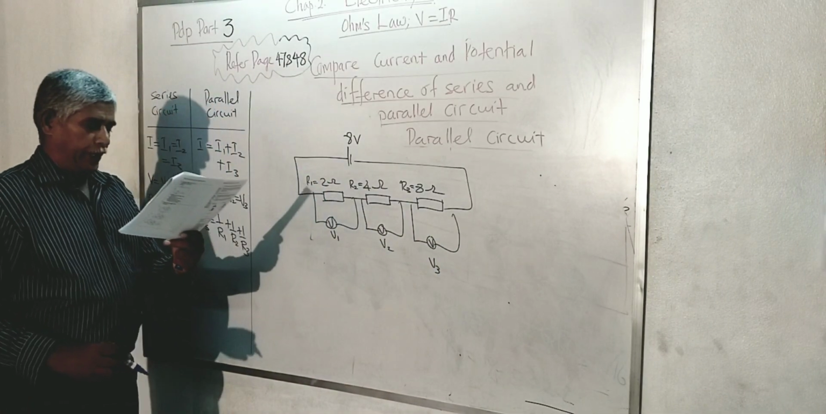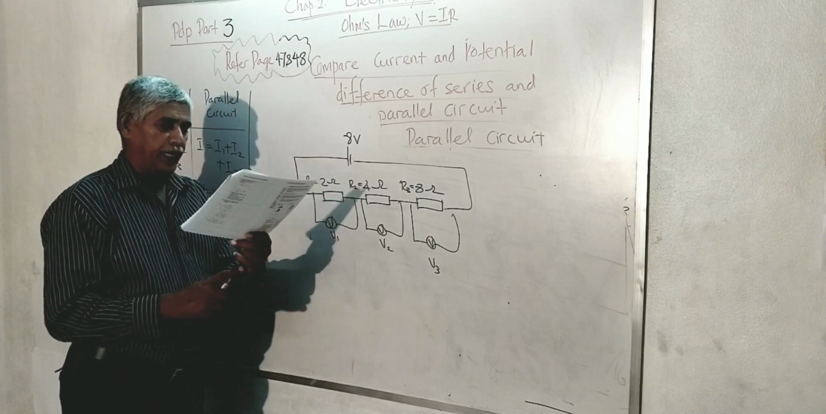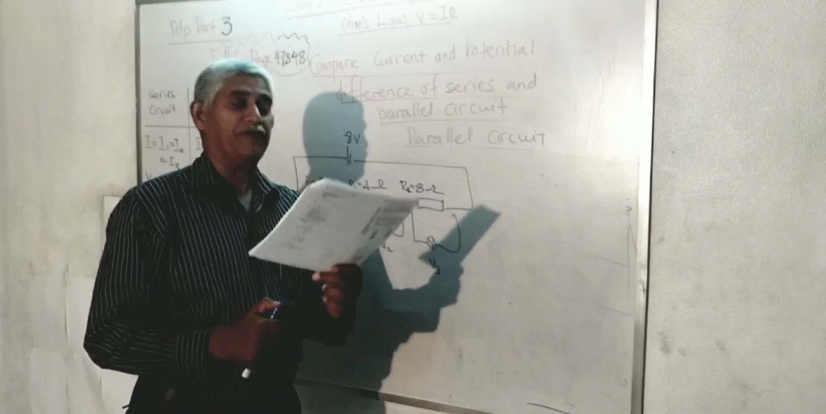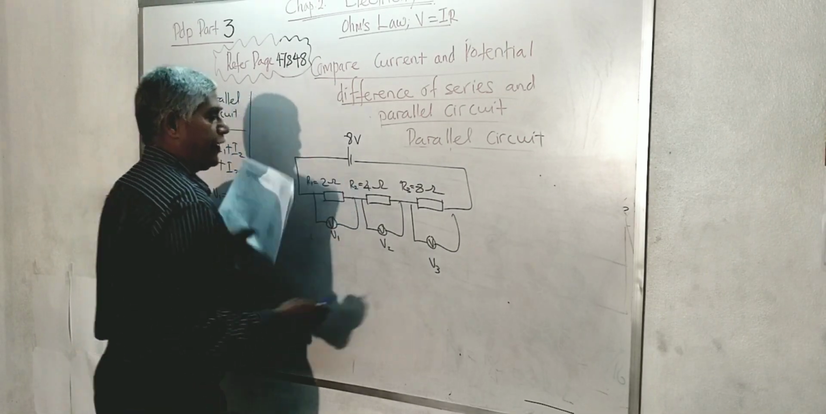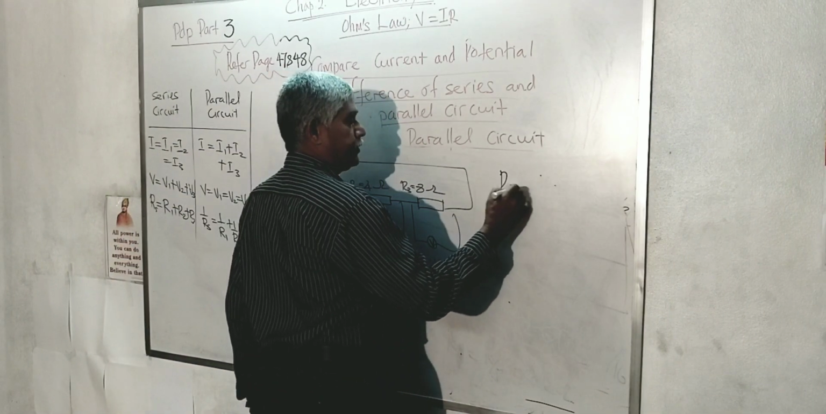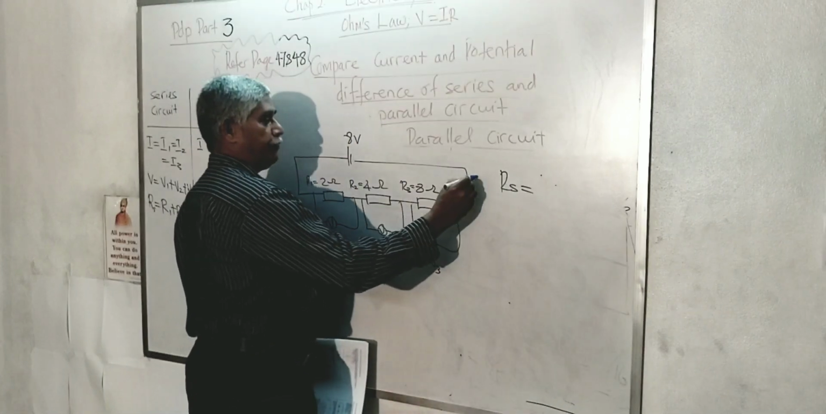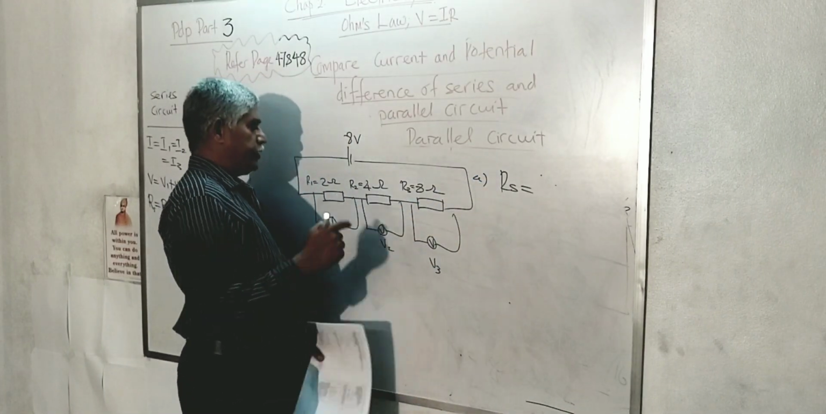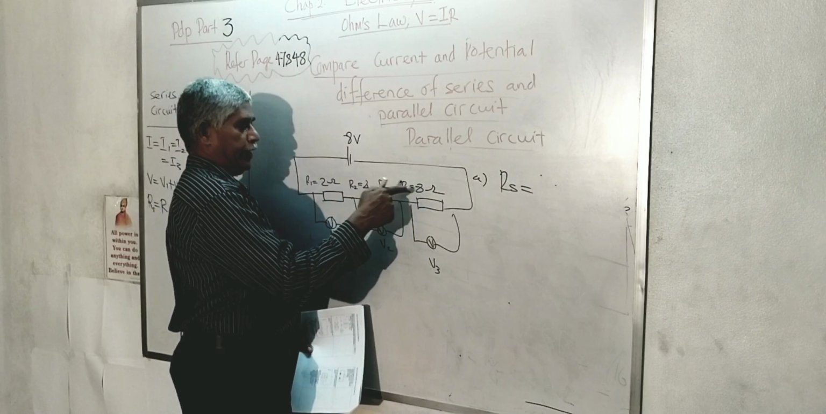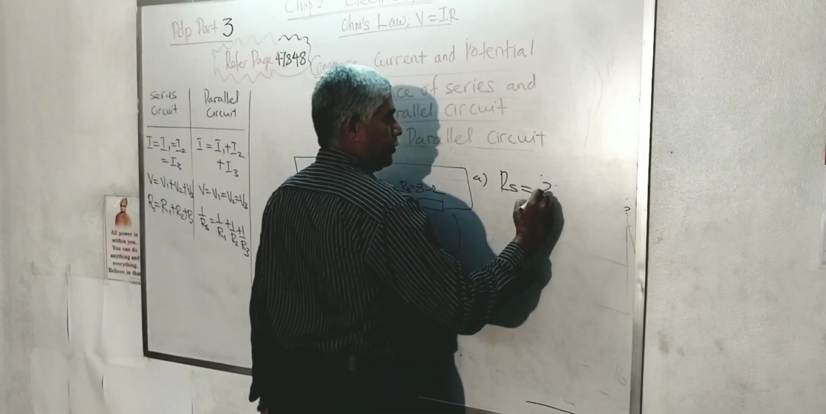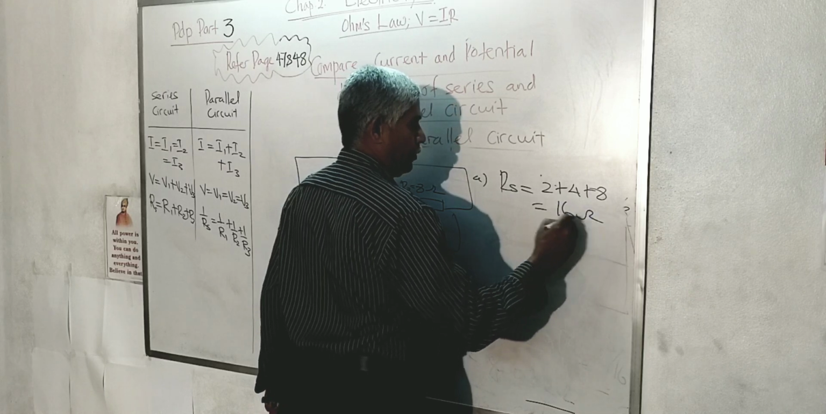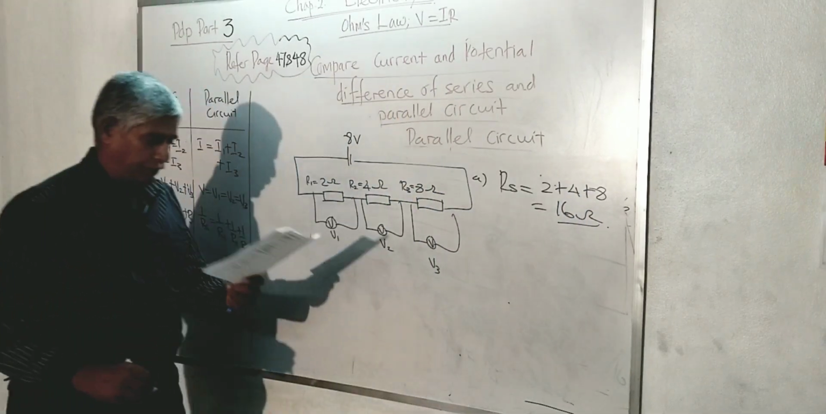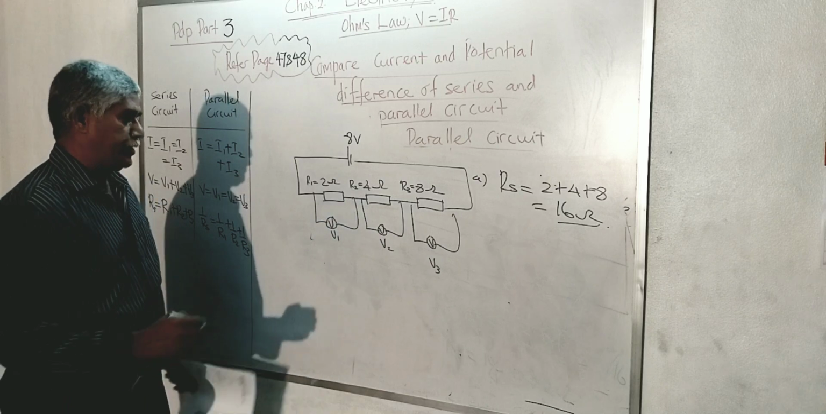Okay, so the question asks, calculate the effective resistance R of the circuit. So we have 3 resistors here. The effective resistance, that is the sum of resistance, we just add up to answer the first part. For part A: 2 plus 4 plus 8, so you get 16 ohm.